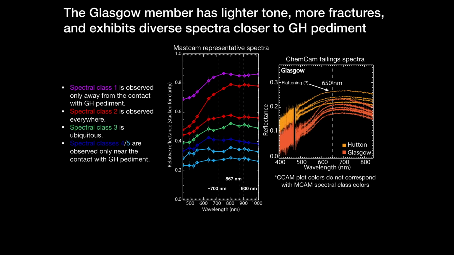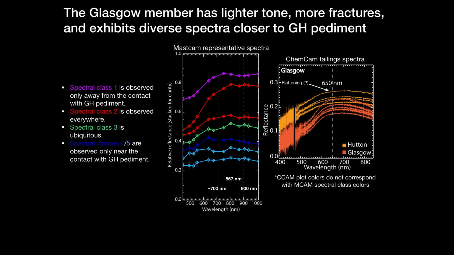And looking at the ChemCam data of tailings on the right, you see a potential flattening at 650 nanometers, but also an overall spectral flattening, which is more consistent with classes 4 and 5. And both of these drill sites are relatively close to the contact between the Glasgow unit and the Greenheugh pediment unconformity.